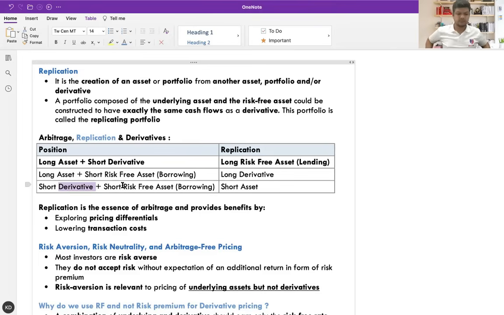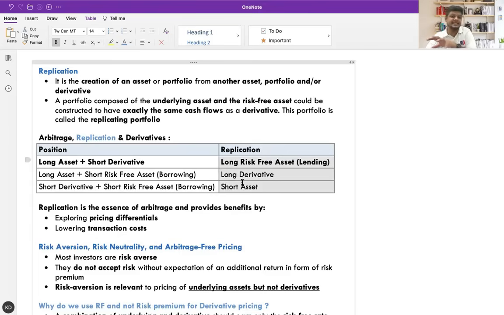So when you do borrowing, you get the money now. Am I clear? And when you are short the derivative, you expect the market to be bearish. That is exactly like shorting an asset in the underlying. When you sell an underlying asset, you get the money now and you expect the prices to go down. Is that clear? So this represents replication.